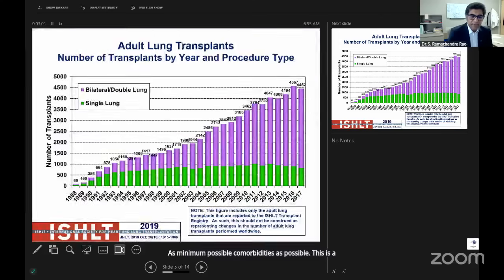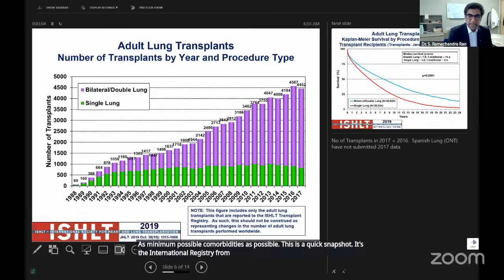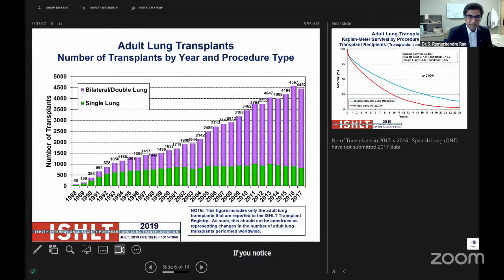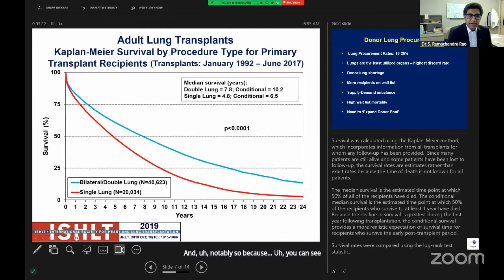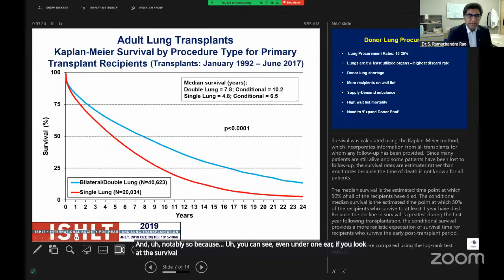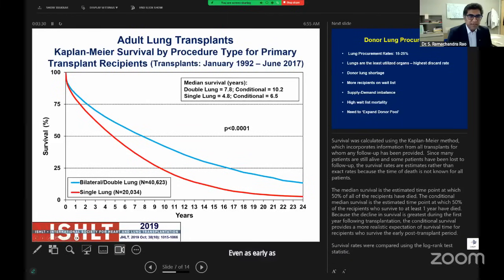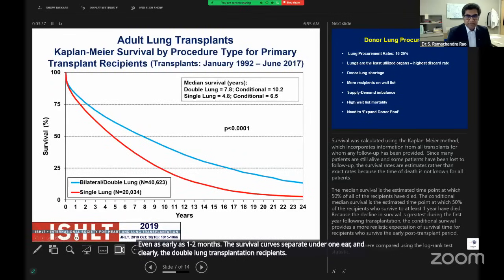This is a quick snapshot. It's the international registry from ISHLT. If you notice, the single lung transplantations have always existed, but they plateaued. And the double lung transplantation is the choice procedure, notably so because you can see even under 1 year, if you look at the survival curves for single lung versus double lung, even as early as 1 to 2 months, the survival curves separate under 1 year. And clearly, the double lung transplantation recipients have far superior survival.